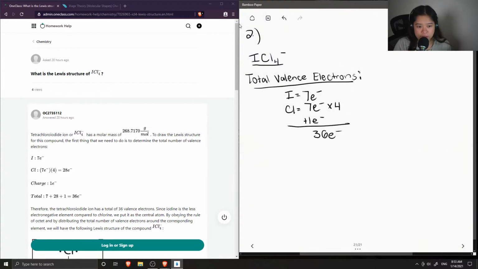So now let's draw our iodine as our central atom. And then I'm just going to draw single bonds to all of my chlorine atoms. And then from here, I'm just going to add all of the lone pairs on my chlorines.